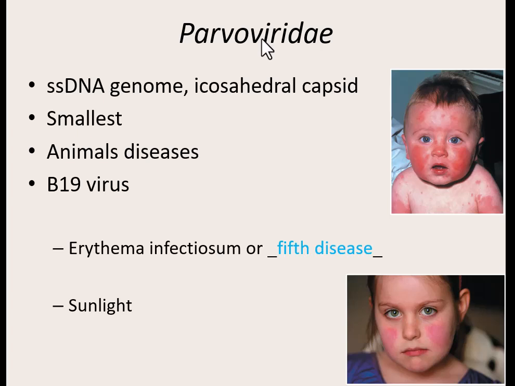So it's a single-stranded DNA. It's the smallest of the DNA viruses. There are smaller RNA viruses, but of all the DNA viruses, it's the smallest one. And viruses in this group generally cause a lot of different animal diseases. We're not studying animals in this class. If you're in veterinary medicine, you could. But the one virus that does cause issues in humans is called the B19 virus.